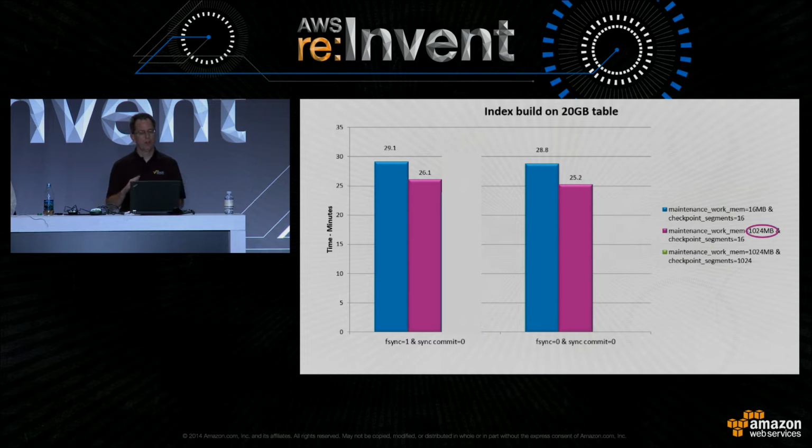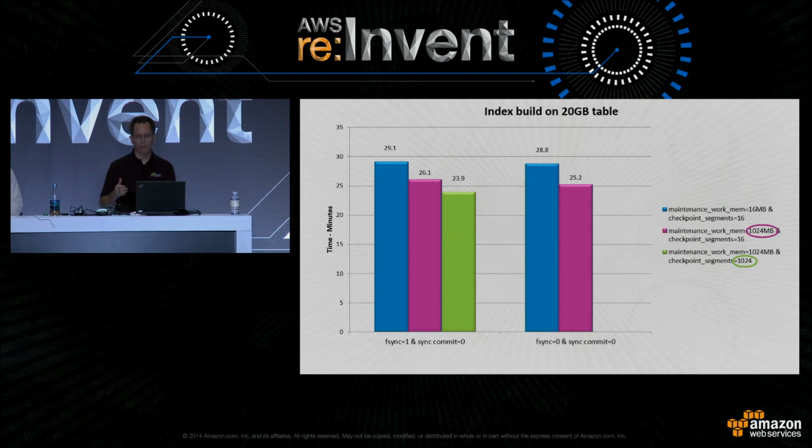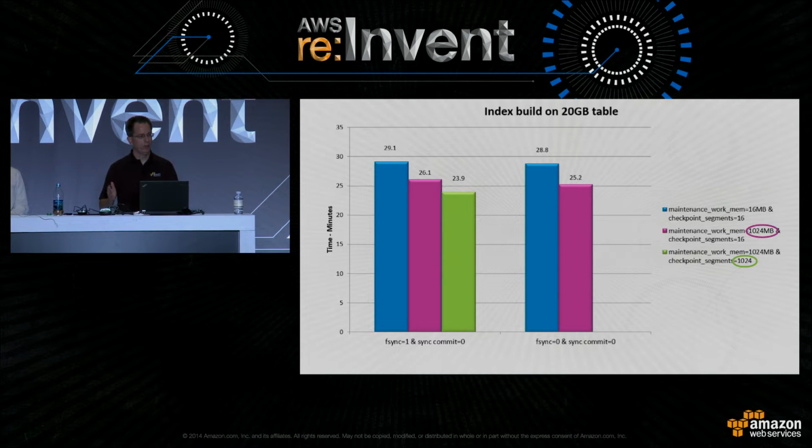Now look at when we change the maintenance work memory to a gig. We see a nice reduction, right? And if we change the checkpoint segments to 1024, we actually see another great improvement. So this is really just showing you that, depending on the action you're taking, you really want to look at the parameters and do a bunch of testing. And the great thing about RDS is you can take your production system, make a copy of it, couple clicks, and then you can run with these new parameters and test all of it.